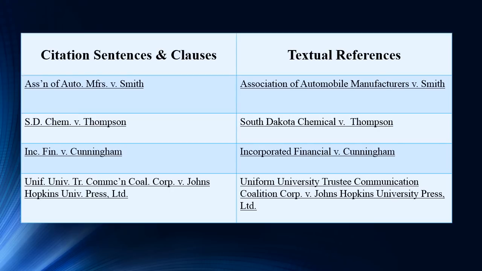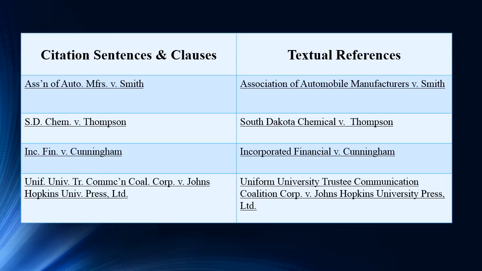Now let's look at some side-by-side examples on how abbreviations can differ between citation and textual sentences. First example, Association of Automobile Manufacturers versus Smith involves 3 abbreviations for citation sentences. Note that in a textual sentence, however, none of these 3 are abbreviated. Association is one of the 8 words that would normally be abbreviated, but because it starts the party's name, it's written out in full. The second example, South Dakota Chemical versus Thompson, South Dakota is abbreviated in the citation sentence per Table 10 as SD, and Chemical is abbreviated per Table 6 as Chem period. In the textual sentence, however, both South Dakota and Chemical are spelled out in full.